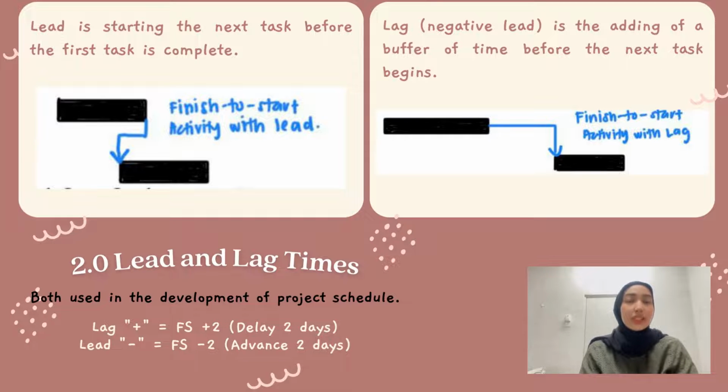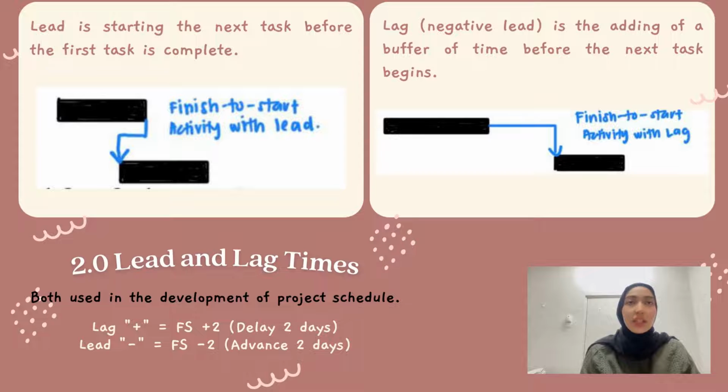Moving forward to lead and lag time. Both are used in the development of a project schedule. What is lead? Lead is the starting of the next task before the first task is complete. Assuming that the duration for the first activity is 20 days and the second activity is 15 days. On the 15th day of the first activity, you start the second activity. Remember that the first activity still has 5 days to be finished. So the lead time is 5 days.